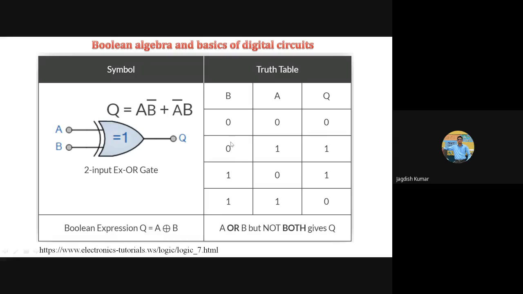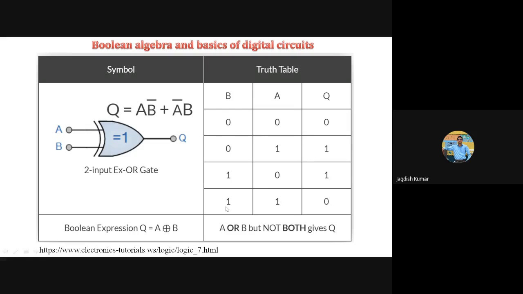Correct? Let's take another example, another set of inputs. Say B is 0, A is 1. So whenever B is 0, B bar will be 1. So A is 1, and what is B bar? 1. 1 and 1 will be 1. And what will be this? A bar will be 0. B is already 0, so 0. So 1 or 0 will be 1. Similarly, you can find out for this combination of inputs. This will again give you 1.